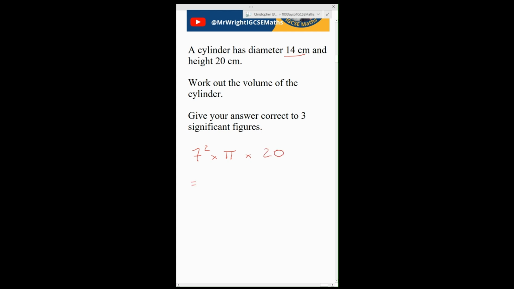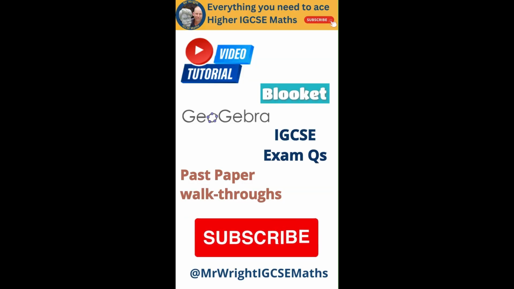And on my calculator, that gives me 3078.7 and so on cubic centimetres. I need to give that to 3 significant figures. 3080 cubic centimetres.